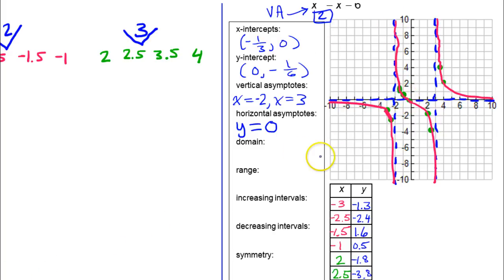Okay, so we've drawn the graph. This is what the graph is going to look like. Now let's go back and answer the rest of these questions. The domain. The domain is how far the graph goes from left to right. It's the x values of the graph. And look at the vertical asymptotes. The vertical asymptotes are dividing this graph into these three parts.